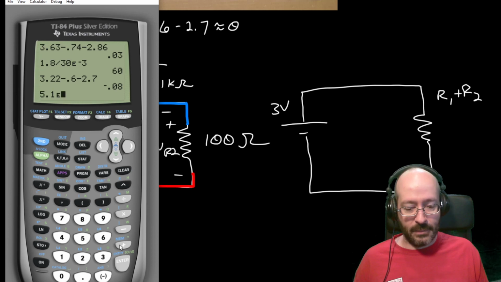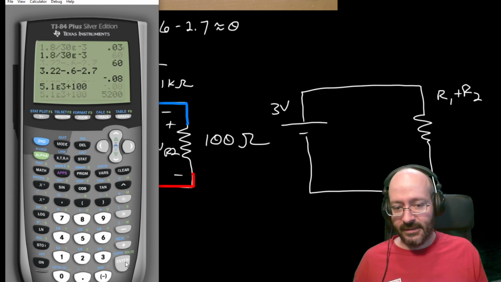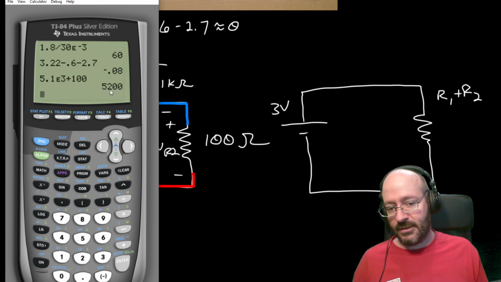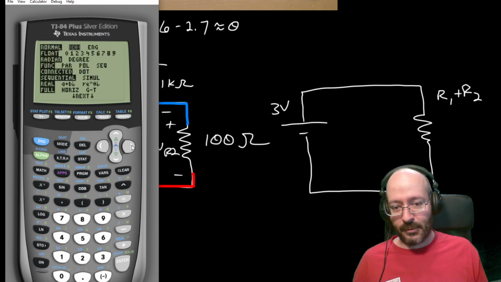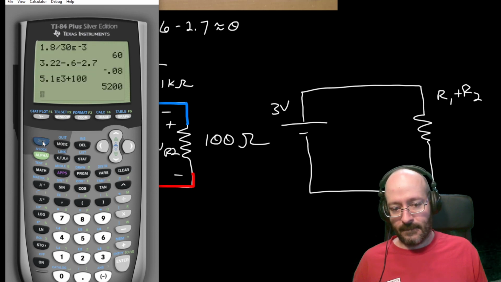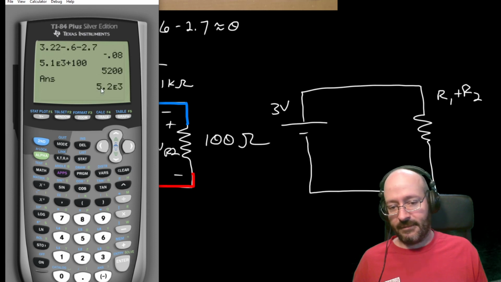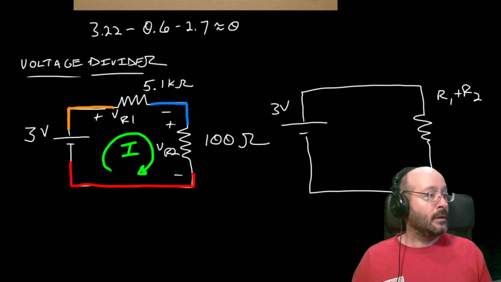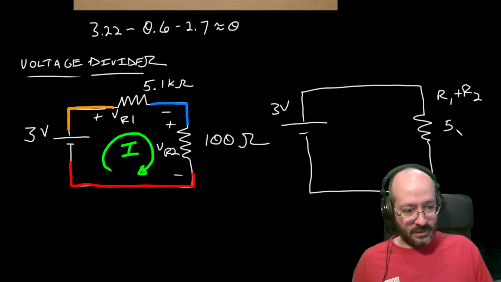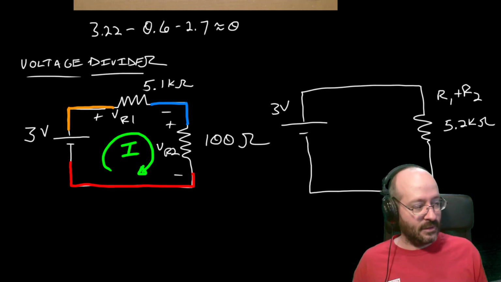And here's a case where I have them mixed. 5.1K, I enter that way, plus 100, should be 5.2K. And it comes out as 5200. Not my favorite way for the calculator to be set. So I'm going to set it to engineering mode and get that same answer. And I get 5.2, and now it's E3, so I read that as K. So 5.2 kiloohms.